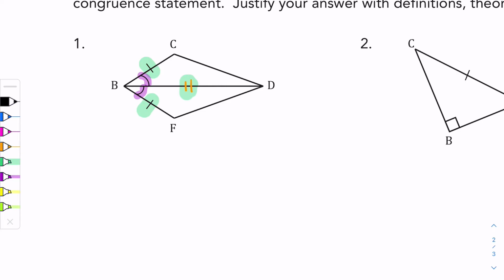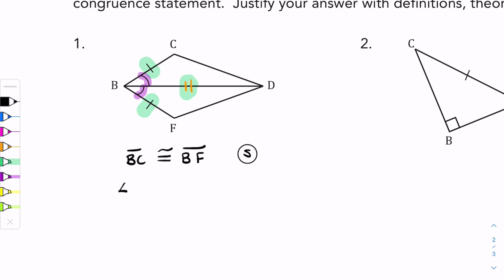So if I list off my information, which you don't always have to do, but I'm just going to do it on this one so I can write what I'm saying. I know that BC is congruent to BF. That's my side.